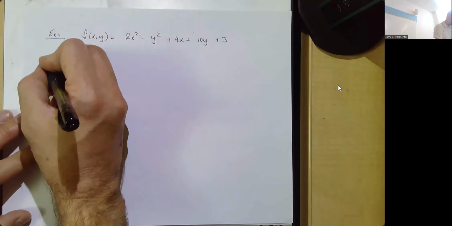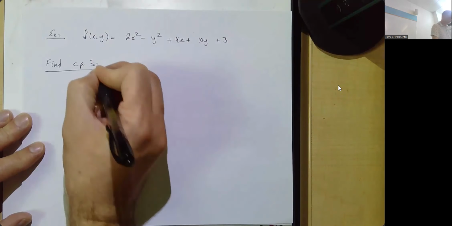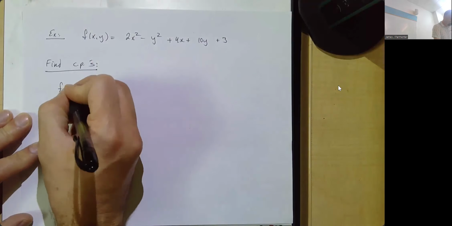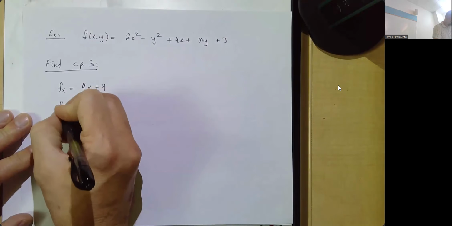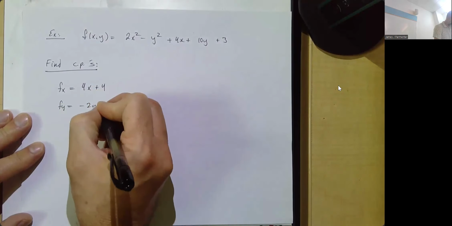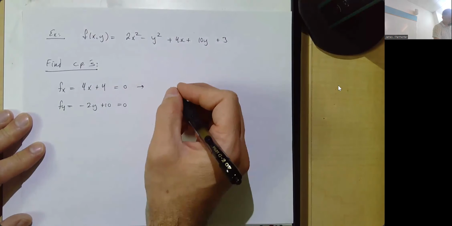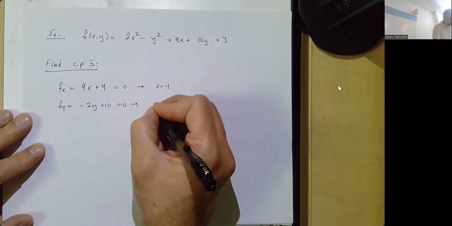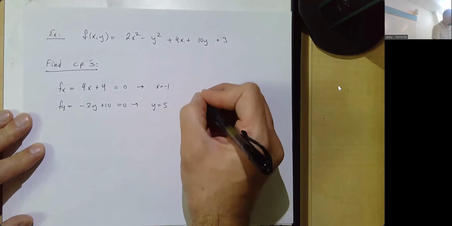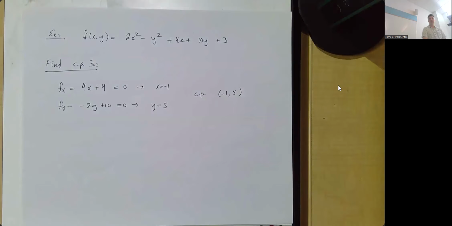So let's find the critical points. fx is going to be 4x plus 4. fy is going to be negative 2y plus 10. Set those both equal to 0. I get 4x equal to negative 4, so x equal to negative 1. I get y equal to positive 5. So my critical point is just, again, one point: negative 1 comma 5. Don't worry, they're going to get more complicated.